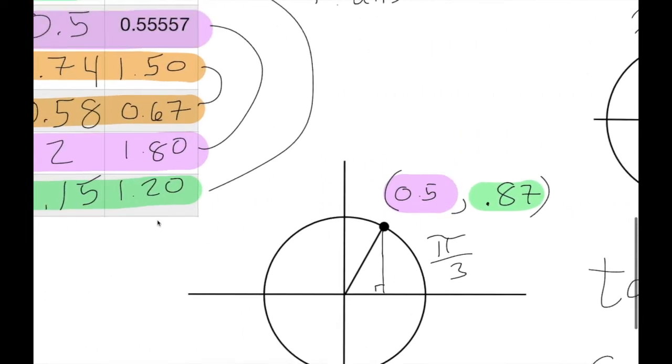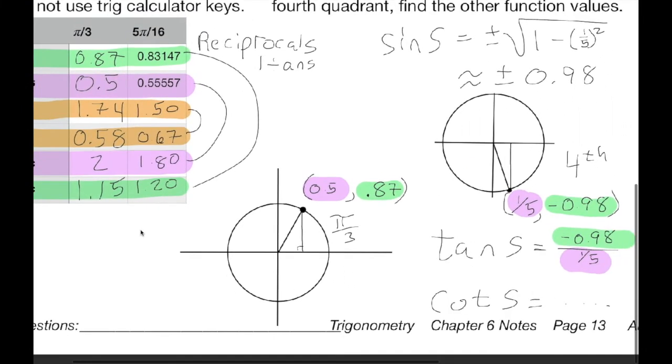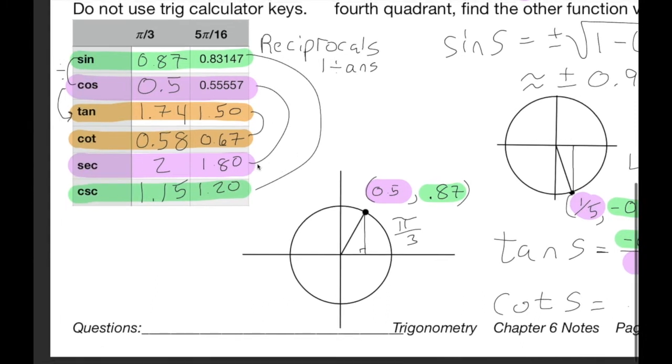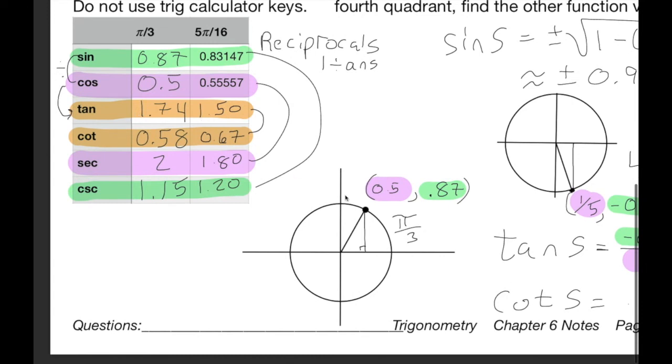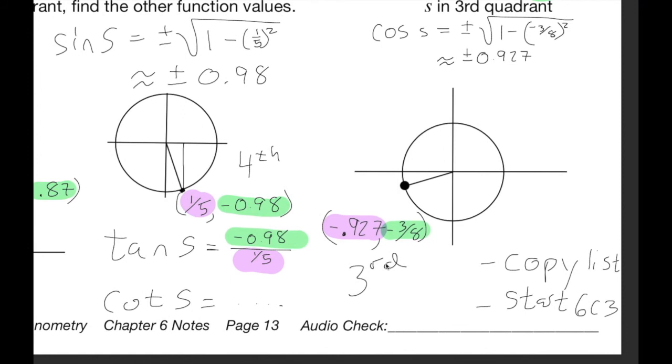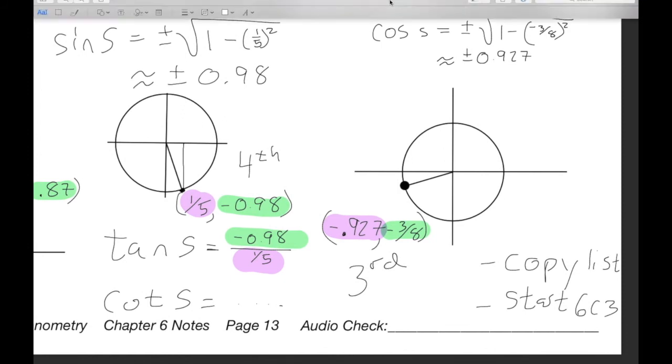This goes with the decimal calculator keys right here. This unit circle is actually plotting these points and giving you a visual for where they are. You can see the tangent of 1.74 has a slope of 1.74, this line right here. The hypotenuse connecting the... All right, anyway, talked long enough. Copy the problem list, start 63, and I'll see you in class.